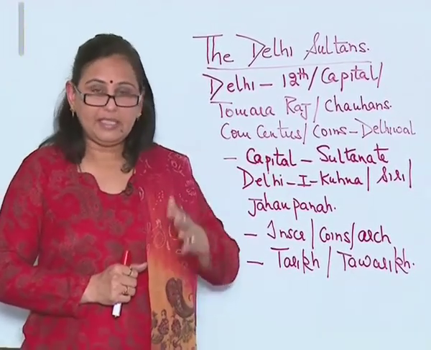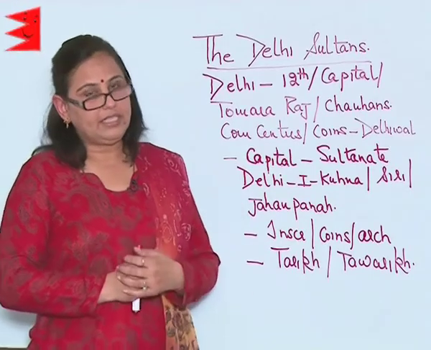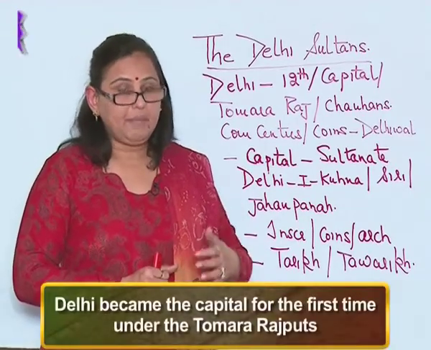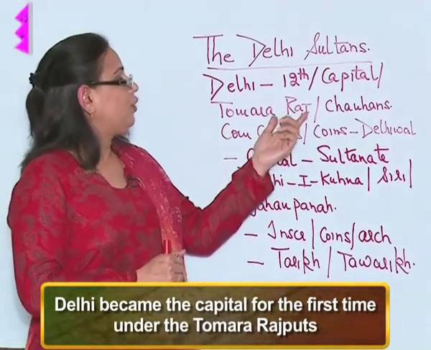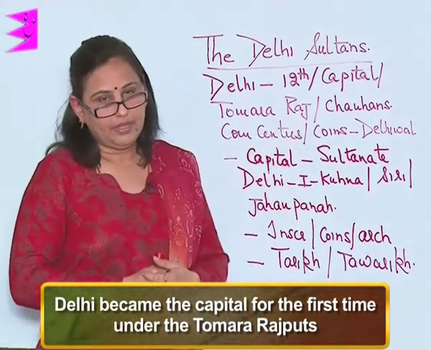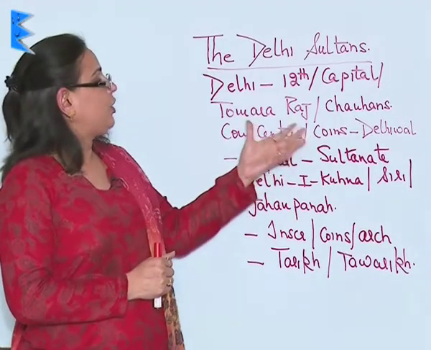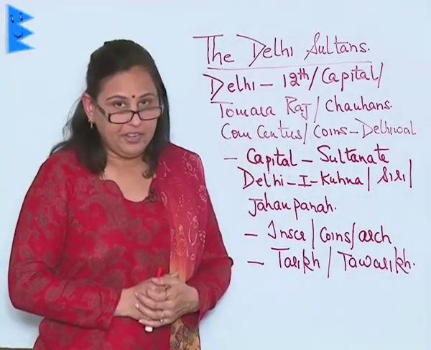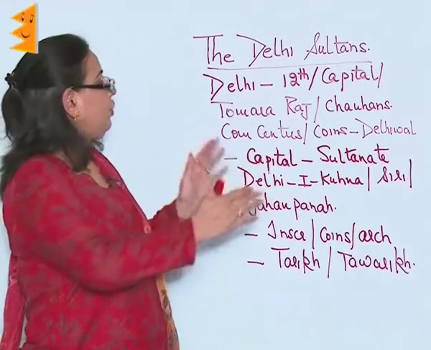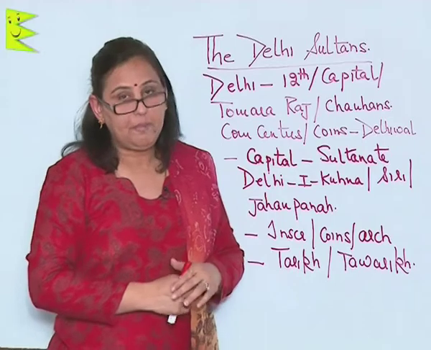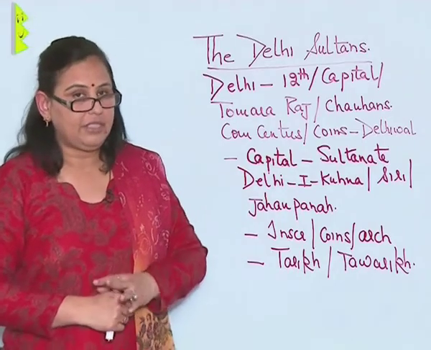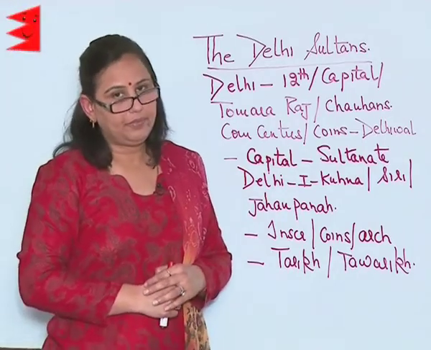And as far as Delhi as capital is concerned, it became the capital for the first time under the Tomara Rajputs. And these Tomara Rajputs were later on defeated by the Chauhans. So the Tomara Rajputs and the Chauhans made Delhi their capital for the first time.